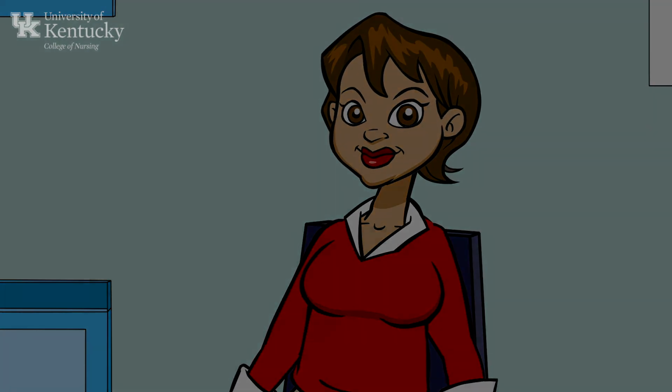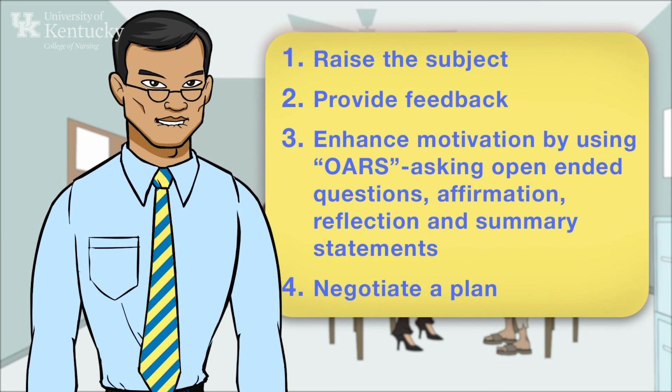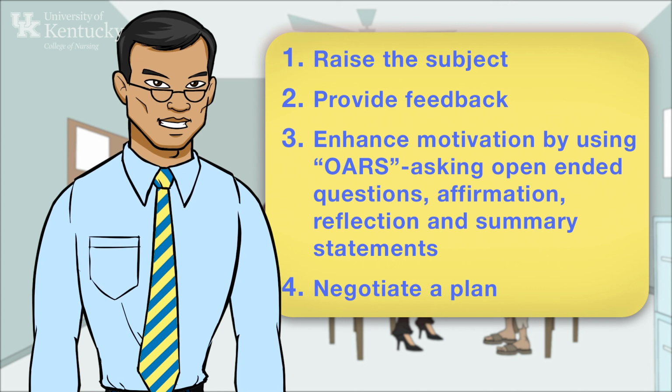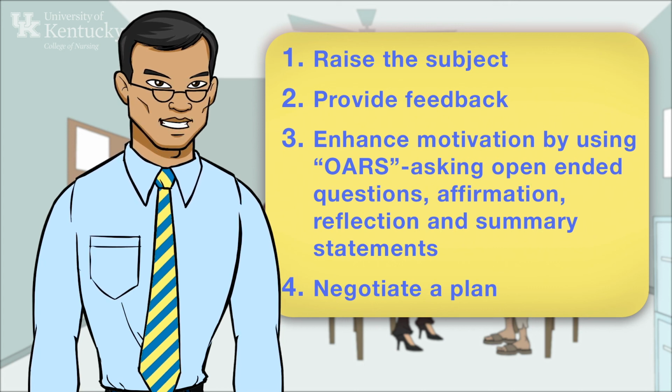That sounds good. Let's end with a review of the SBIRT process. 1. Raise the subject. 2. Provide feedback. 3. Enhance motivation by using open-ended questions, affirmation, reflection, and summary statements. And 4. Negotiate a plan.